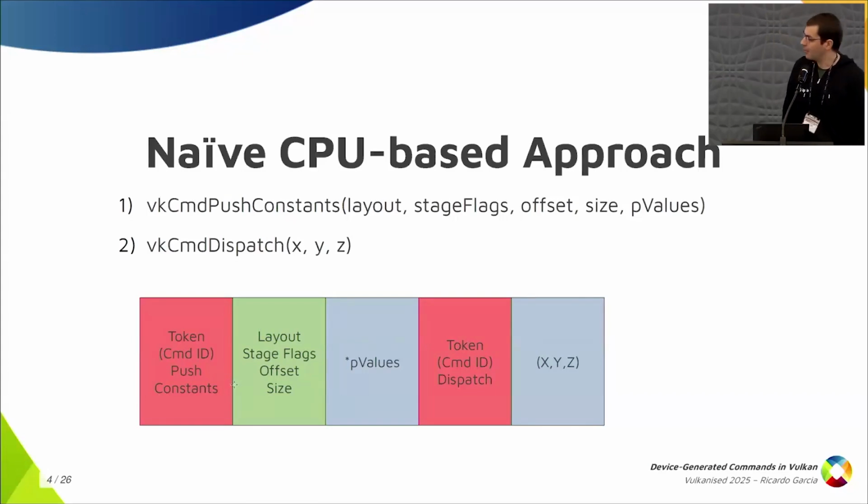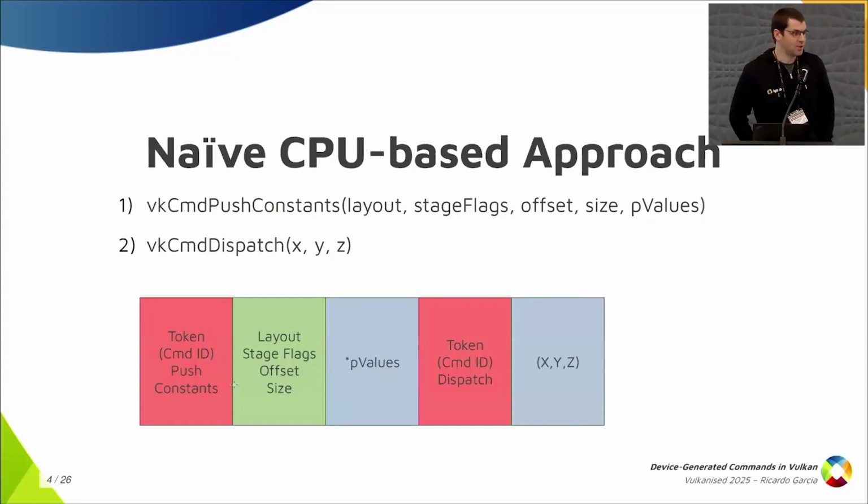So for example, if we have a sequence like we see here in the slides, where we have a push constant command followed by a dispatch, I'm going to store the token for the push constant command first, then I'm going to store some information that I need for the push constant command, like the pipeline layout, the stage flags, the offset, and the size. And then after that, and depending on the size that I said I need, I am going to store the data for the command, which is the push constant values themselves. And then after that, I'm done with it, and I store the token for the dispatch, and then the dispatch size, and that's it. But this doesn't really work.